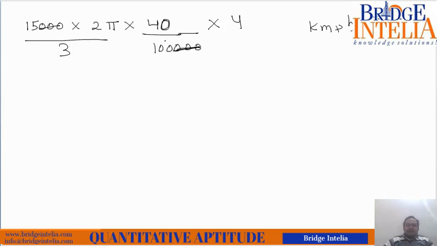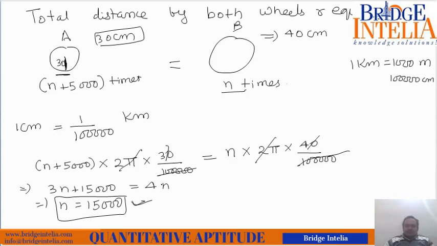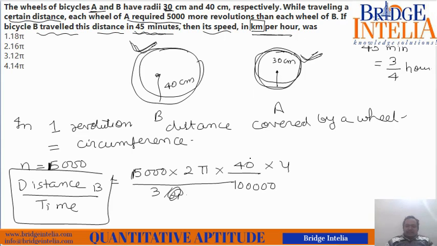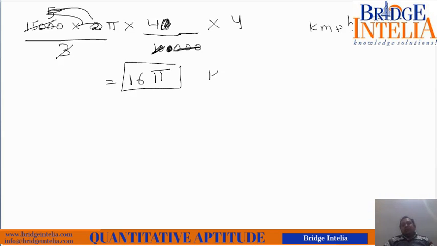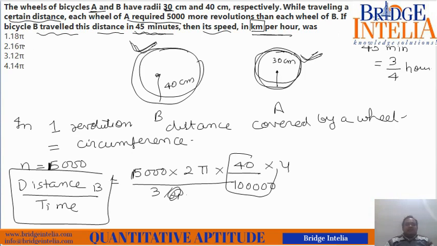Okay, this is 40 centimeter, because radius was 40. So this 0 and another 0 will get cancelled. Now 3 and 15 will get cancelled. 5 into 2, 10. So this 10 and this 10 also get cancelled. So final answer, pi into 4 into 4. So that is equal to 16 pi kilometers per hour. So final answer, 16 pi kilometers per hour.